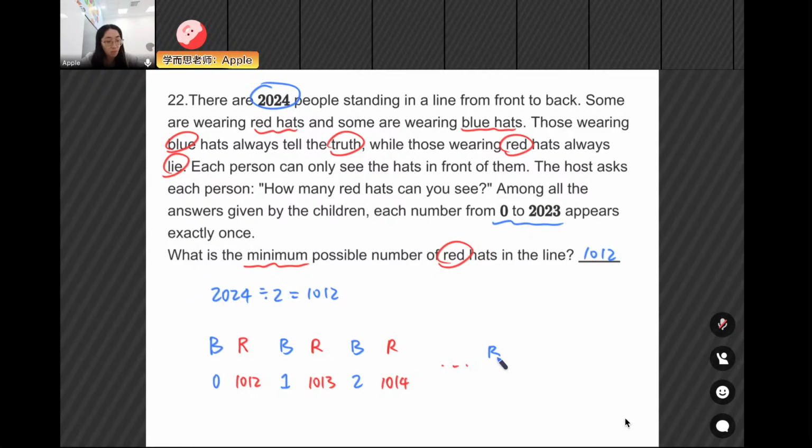So now move on, what about the last part? It is still the blue one. The blue one always tells the truth since it is half. So here I say, I can see 1,011 red hats in front of me. And then the red one just says, I can see 2,023 red hats in front of me. So you see that this is only one possible arrangement.